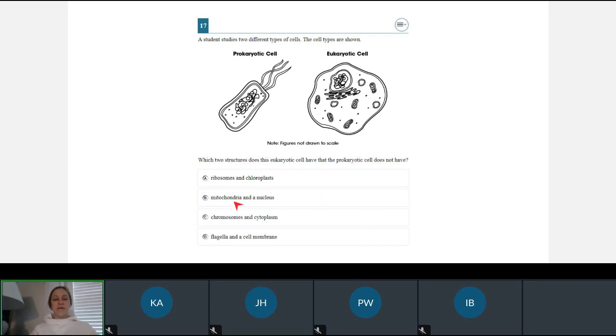What about a mitochondria? What is a mitochondria? Yes, mitochondria is the power plant of the cell. Both plant and animal cells have them. All right, we talked about a nucleus. We know that's where the DNA is kept. What are chromosomes? They are the DNA inside the cell. They're the genetic material.